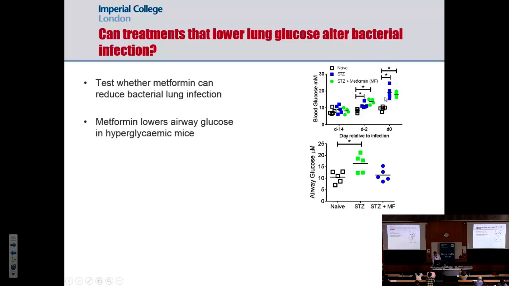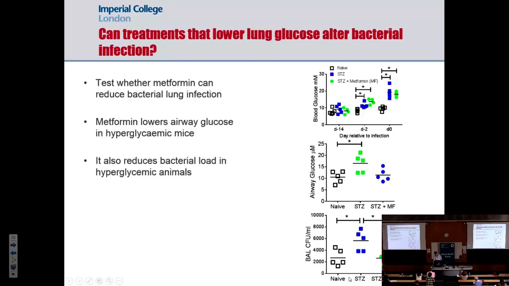So these were mice treated with metformin. They were given streptozocin, so we induced type 1 diabetes, type hypoglycemia, and then they had two doses of metformin. That doesn't change the blood glucose, but it does significantly reduce the airway glucose and brings it back to the same as the naives. Then when these animals were infected with Pseudomonas, we had a proportional decrease in the bacterial level in the lungs. So this supports the idea that the reason there's more bacteria is because there's more sugar.